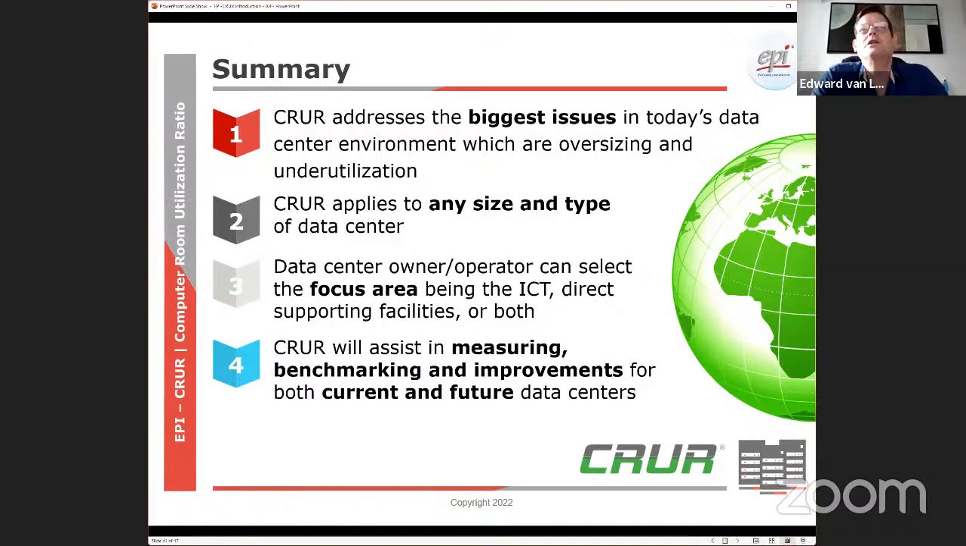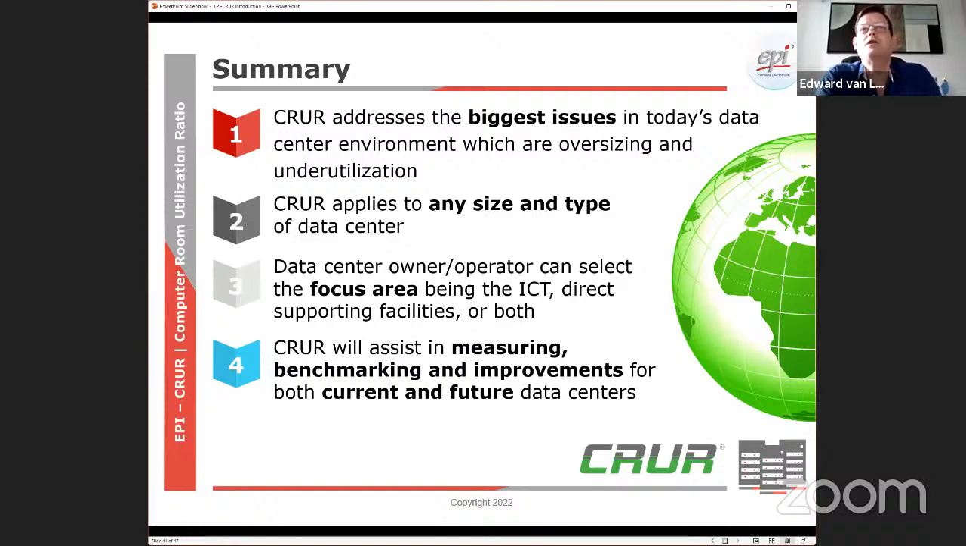which is the oversizing and underutilization of the computer room, because that's where it all starts. The more optimized that environment is, the better, of course, the usage is of our money, as well as the operational expenses. CRUR, the good news is it applies to any size and any type of data center. So you could be small, you could be large, you could be enterprise, or you could be a commercial data center, and the metric can apply.